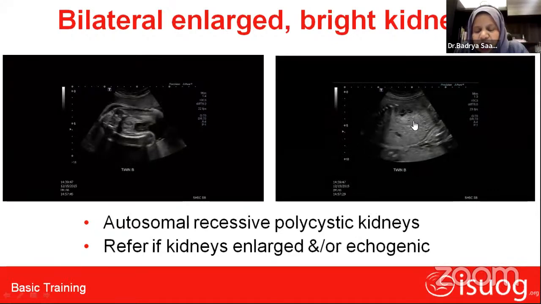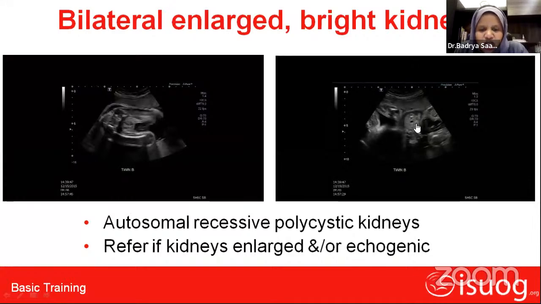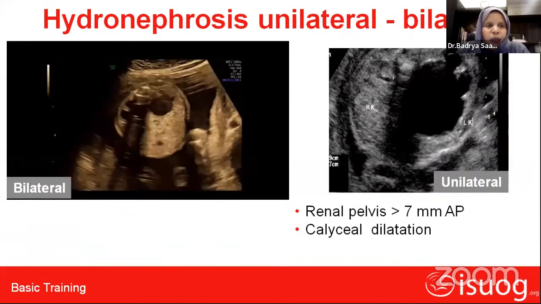Usually this is enlarged kidneys, and it also looks whitish, echogenic. Of course, you get more history from the patients to rule out autosomal recessive polycystic kidney disease. And of course, you will refer this patient to a specialist.